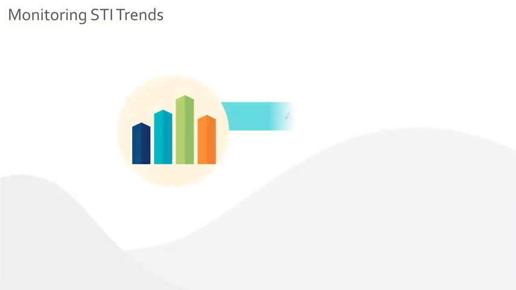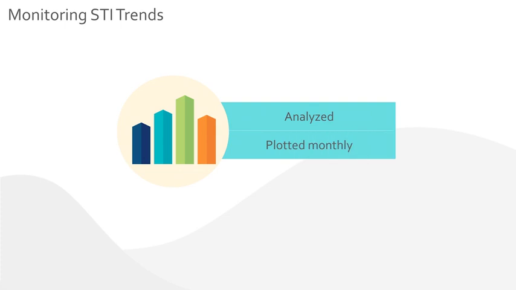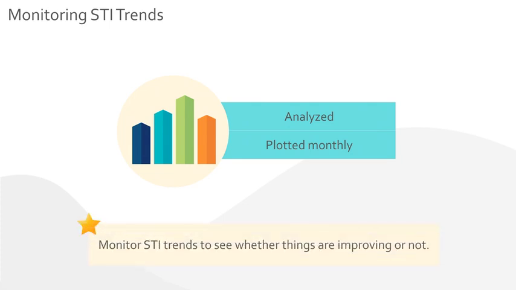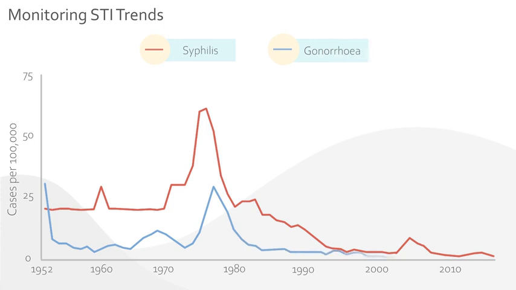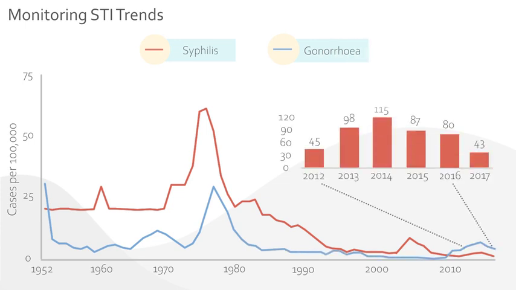Program data can be analyzed and plotted monthly, providing timely information about program performance and helping to identify problems. It is also important to monitor STI trends in this way to see whether things are improving or not. For example, this graph shows syphilis and gonorrhea trends in Sri Lanka, including recent trends in pregnancy.